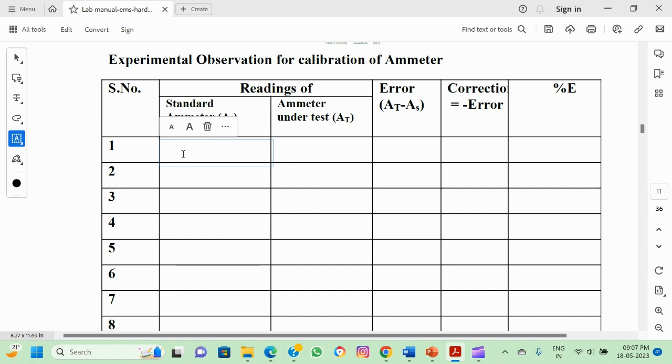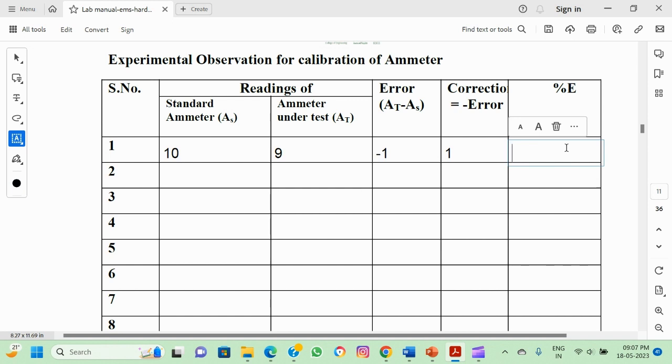Suppose if we have a standard ammeter reading is 10, and here if we have 9, so what will be the error here? It will be minus 1. Okay, so correction, how much we have to add here? We have to add 1, so that the error will be 0.